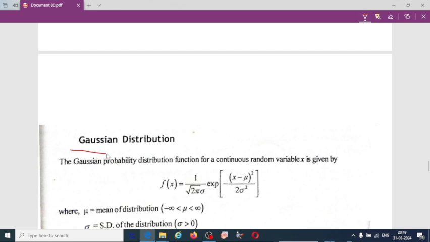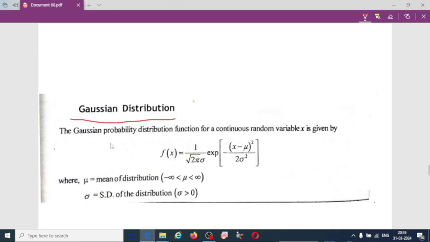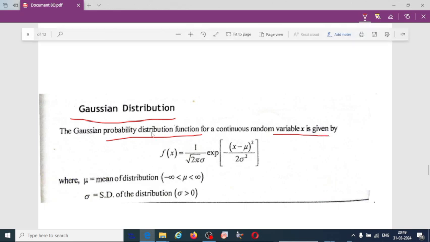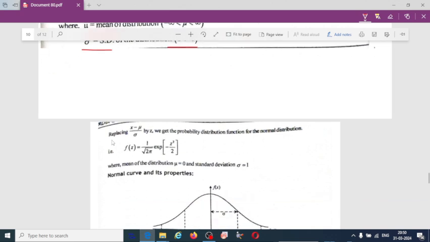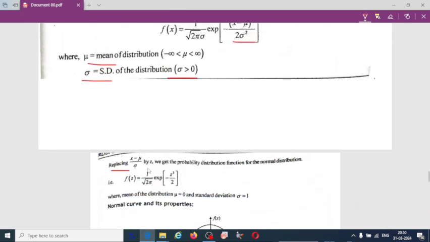So the last one is Gaussian distribution, or what we call normal distribution. The Gaussian probability distribution function for a continuous random variable x is given by the standard formula: f of x is equal to 1 divided by root 2 pi sigma, exponential minus x minus mu whole square divided by 2 sigma square. Here mu is the mean of the distribution, lying between plus or minus infinity, and sigma is the standard deviation of the distribution, greater than 0.